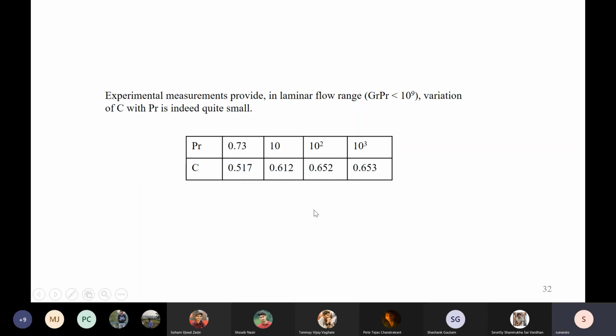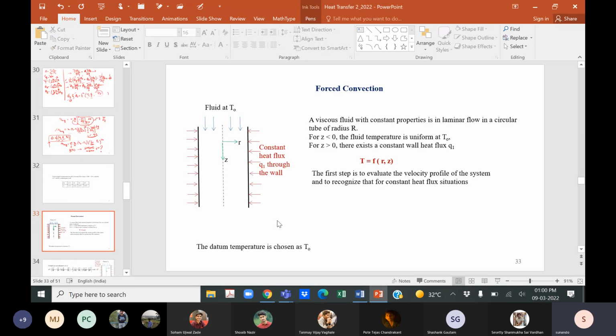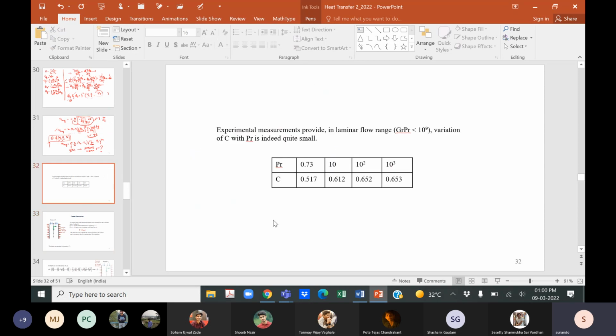Any questions? If not, then I'll quickly solve one more problem about forced convection, and then go into the thermal boundary layer concept.